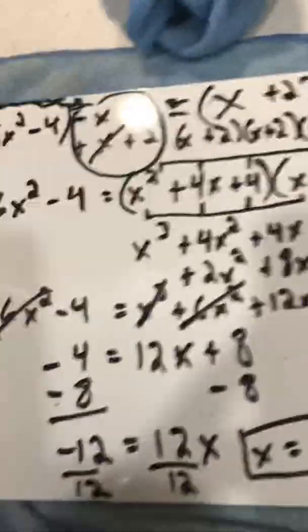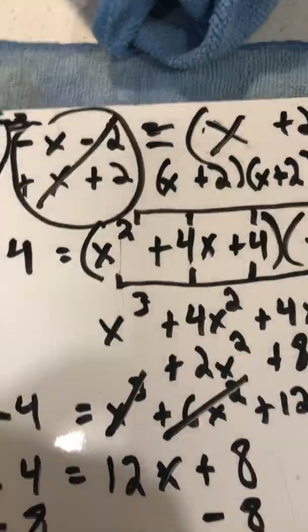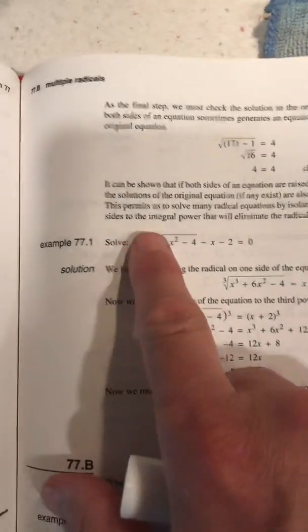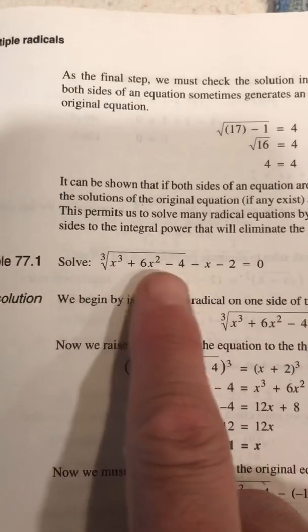Now, you remember when you're going to be cubing and squaring sides, you always have to go back and check your answer. This is one of those types, guys. So once you have negative 1, you plug it into this equation. Negative 1 cubed, well, negative 1.